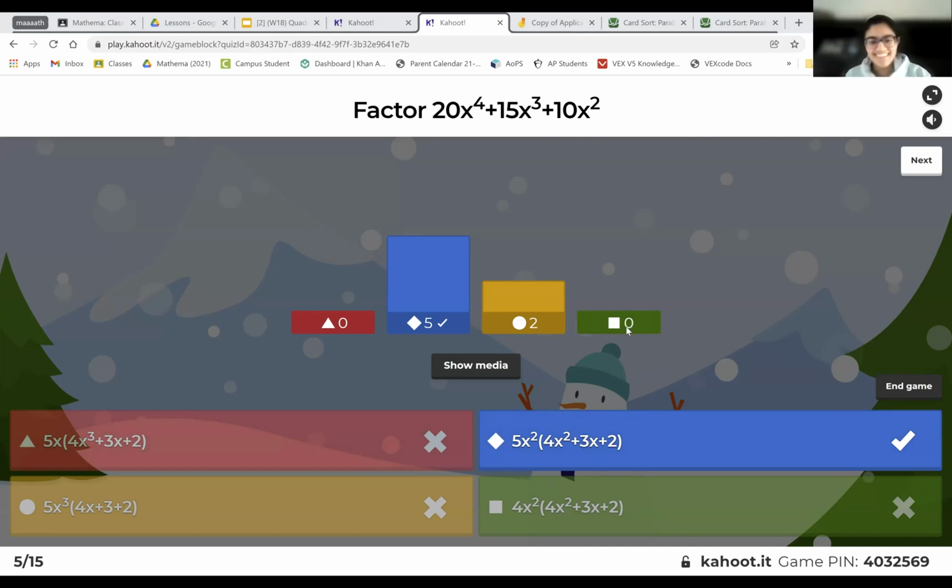Oh no. Okay. So the easiest way to do these is to see what the greatest common factor of 20x to the power 4 and 15x cubed and 10x squared would be. So you can see x squared would factor into all of them, and 5 factors into the coefficients. So everything is divisible by 5x squared. And since the only value with 5x squared factored out is the blue one, you should have just clicked on that. But if you actually factored out 5x squared from everything, you would have gotten 4x squared plus 3x plus 2, and that can't be factored. So, yeah.